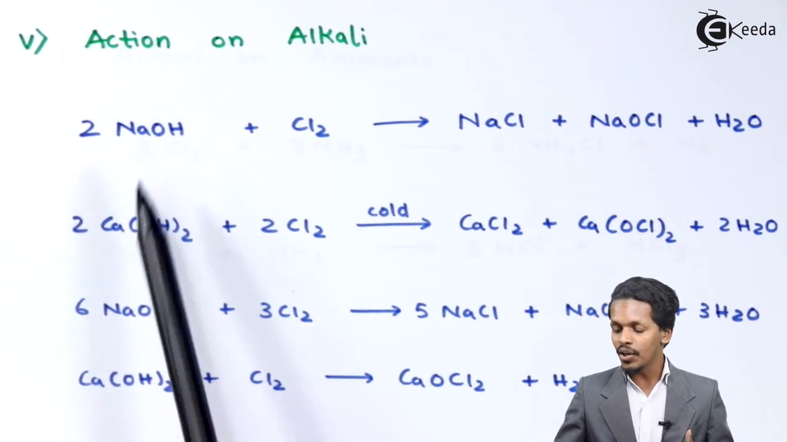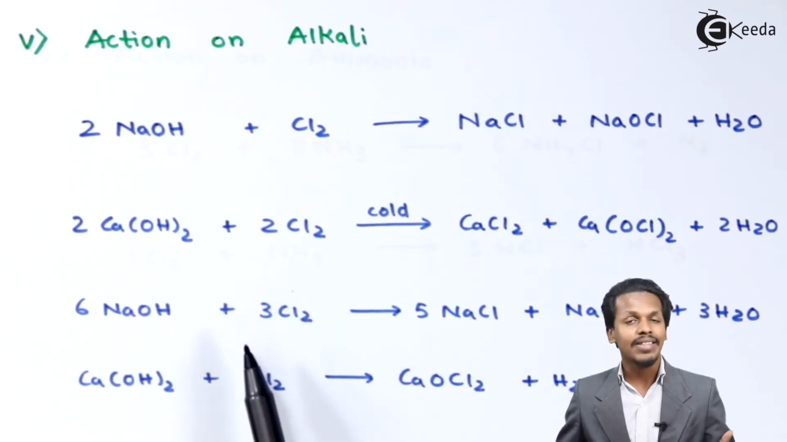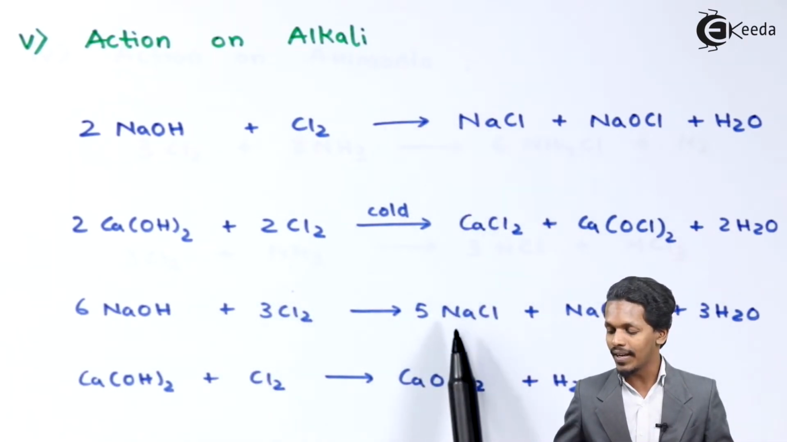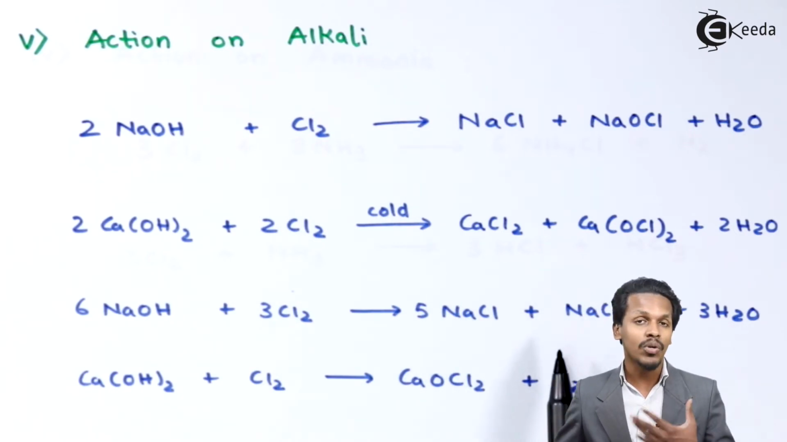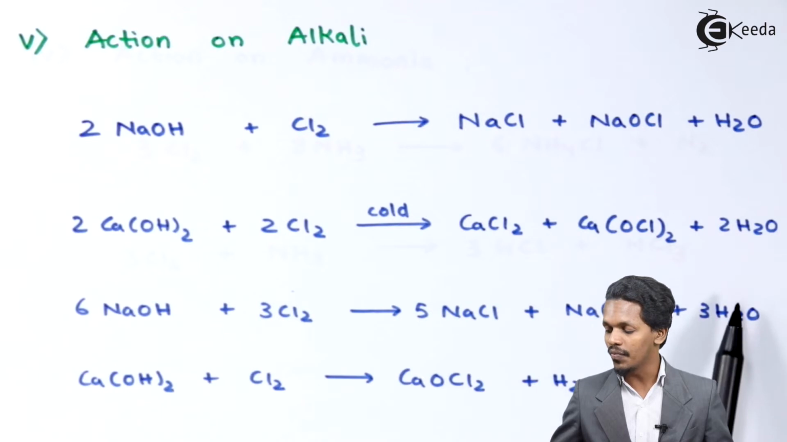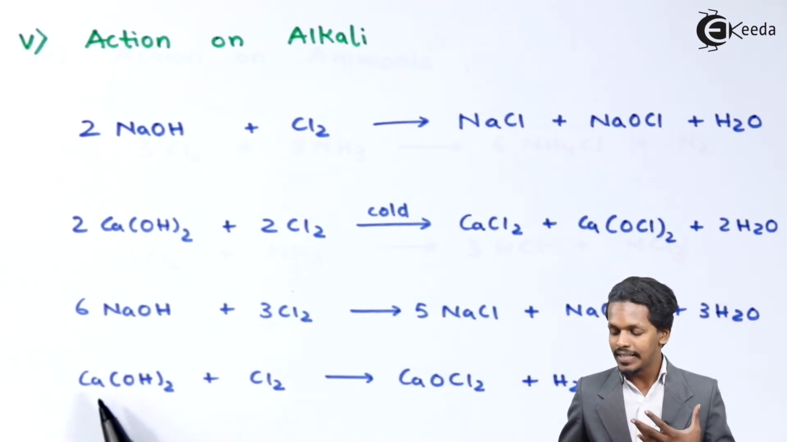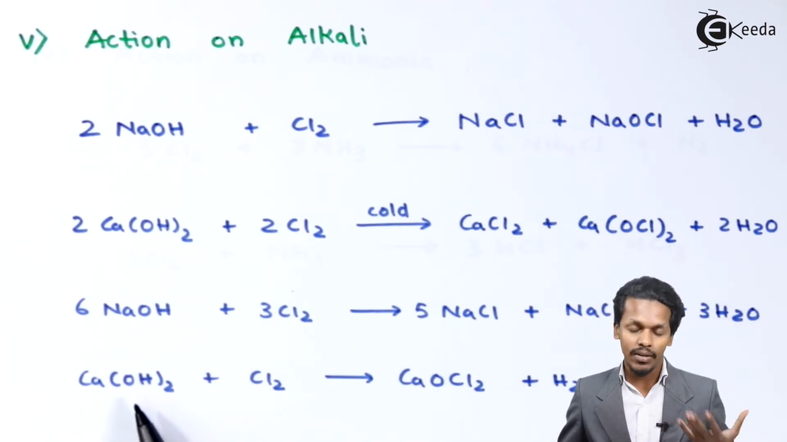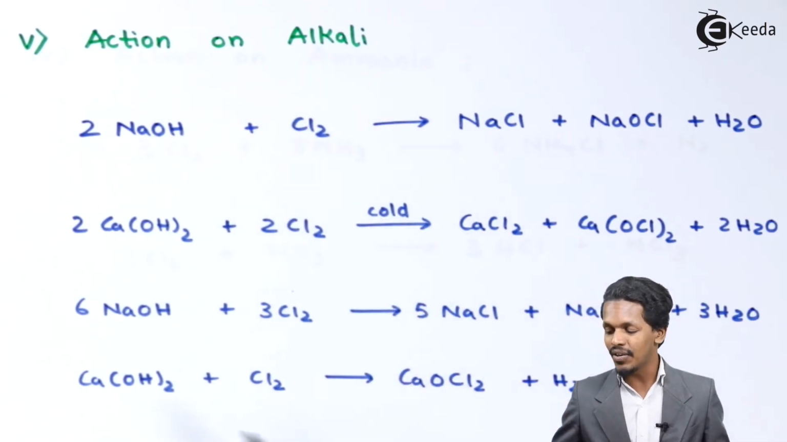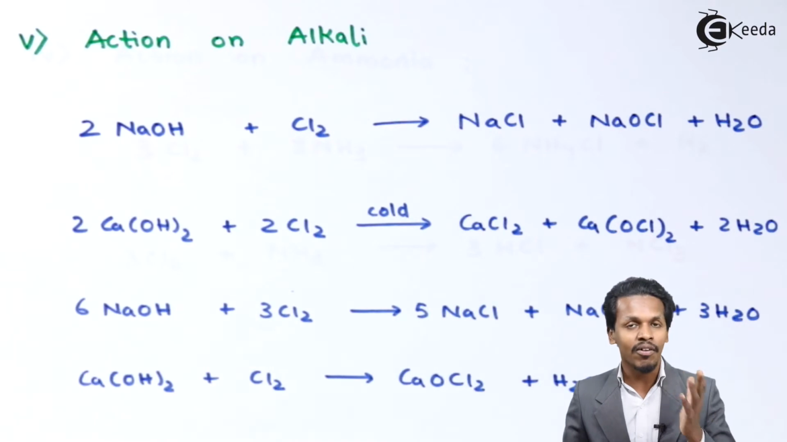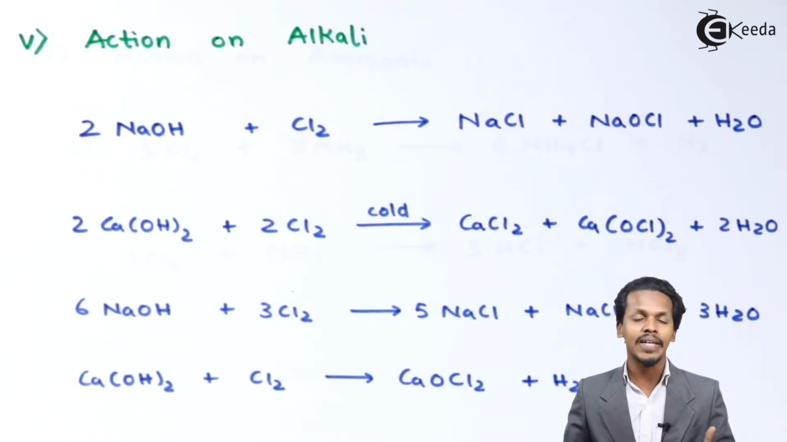But if an excess quantity of NaOH is treated with 3 moles of Cl2, the product we get is 5 moles of NaCl, along with NaClO3, sodium chlorate, along with 3 moles of H2O. And if calcium hydroxide, Ca(OH)2, is treated with chlorine, we get bleaching powder along with water. So these are the different reactions where we get different products depending on the concentration as well as other parameters like temperature.